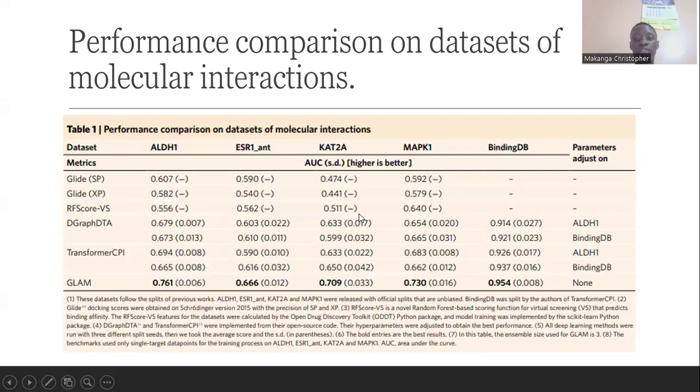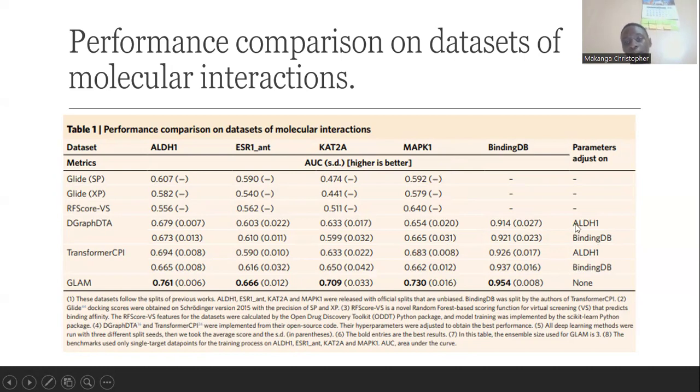Now, the performance of GLAM as compared to other models for different data sets, as you're going to see here. We are checking out the performance comparison on data sets of molecular interactions. We have GLIDE, GLIDE SP and GLIDE XP, and then we also have RF score, DGraph DTA, Transformer CPI and GLAM. We are comparing them on these data sets, and as you can see from each data set, GLAM was performing better than all the rest.